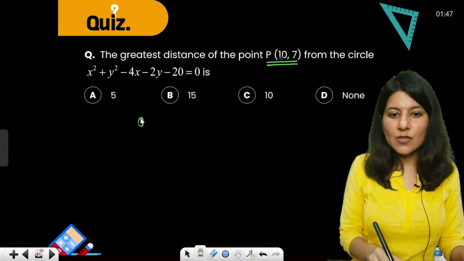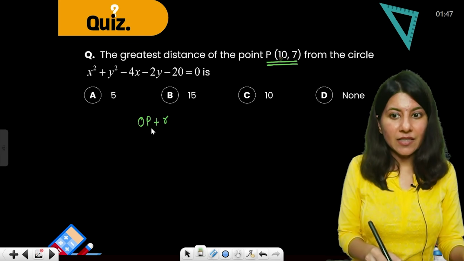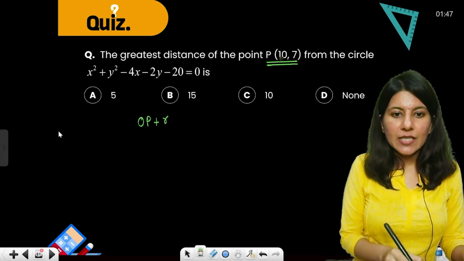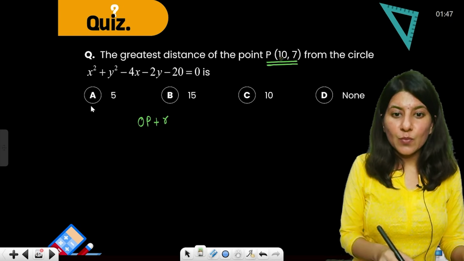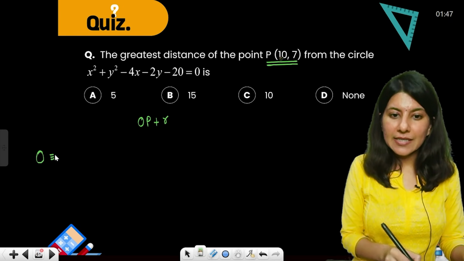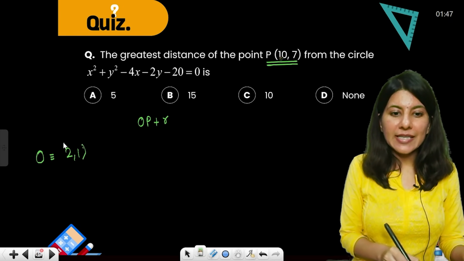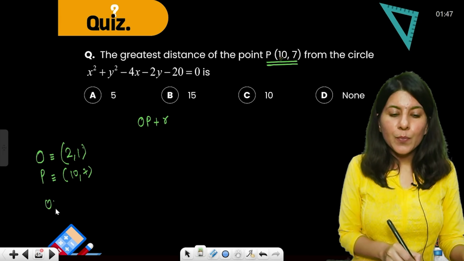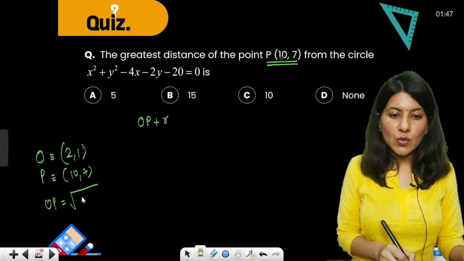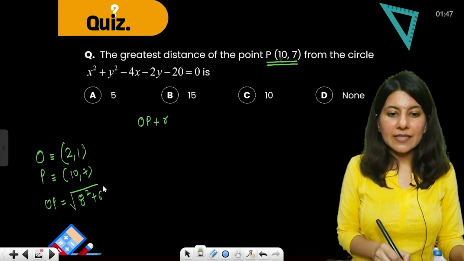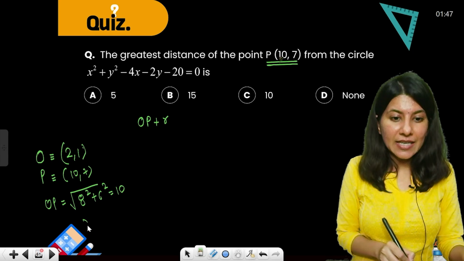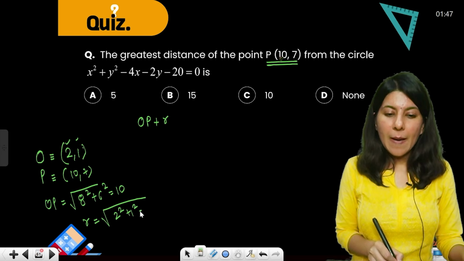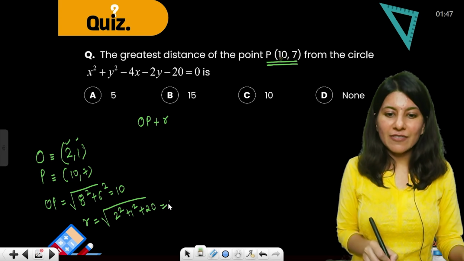Okay. So the greatest is OP plus R, where O is the center and P is this point. So let's calculate OP now. For that, let's calculate the center of the circle. (2, 1) will be the center, correct? P is your (10, 7). OP, can you tell me? (10 minus 2) squared is 8 squared, and 6 squared. So it is coming out as 10. What is the radius of this circle? Tell me. Root of g squared plus f squared minus c. So 2 squared plus 1 squared minus (-20). So 25. So this is 5.